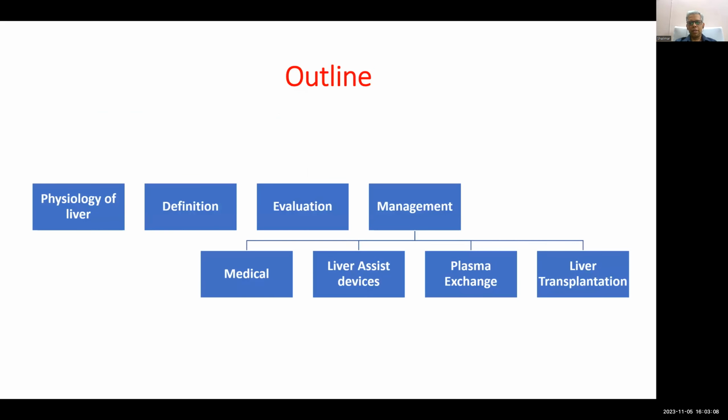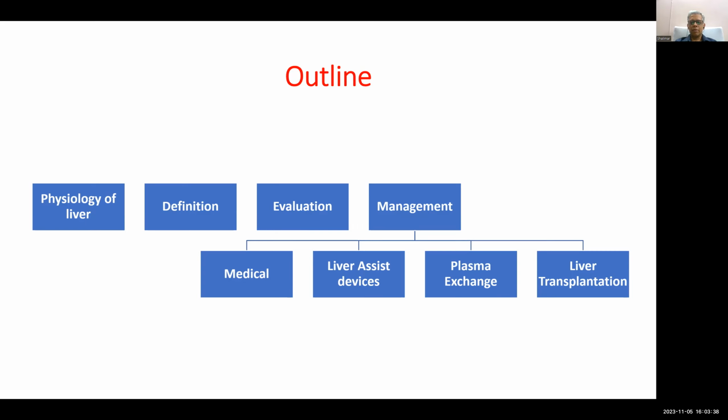So this is the outline which I'm going to talk about in the next 45 minutes or so. I'm going to take you through the physiology of the liver: what does the liver do, and what are the symptoms which occur when the liver is affected during the acute liver failure phase. I'm also going to talk to you about the definition of acute liver failure, how you need to evaluate such patients, and which investigations are needed.